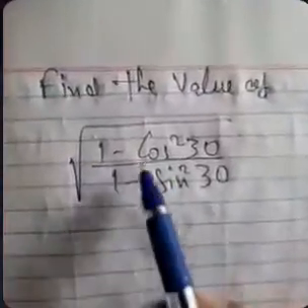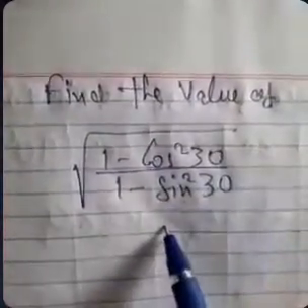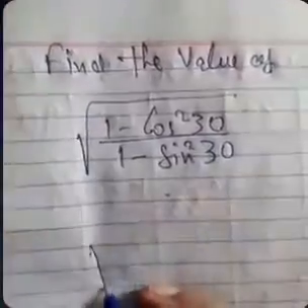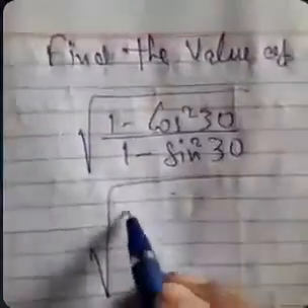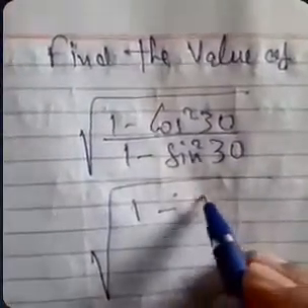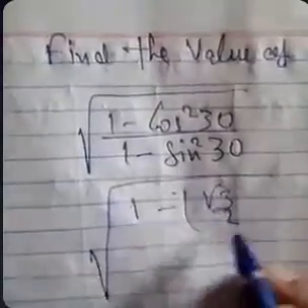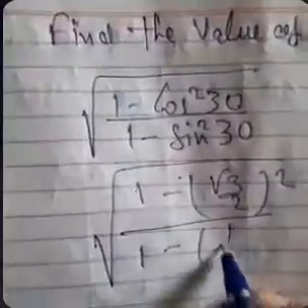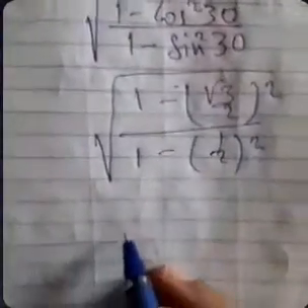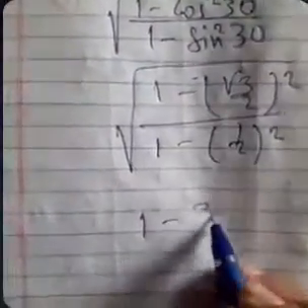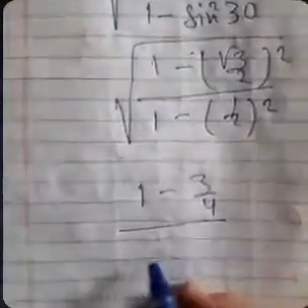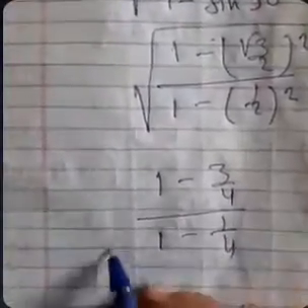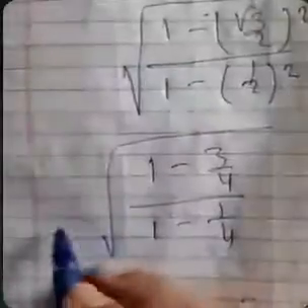Find the value of under root 1 minus cos square 30 upon 1 minus sin square 30. Put here the values. Cos 30 is root 3 by 2 whole square. Value of sin 30 is 1 upon 2 whole square. Now 1 minus 3 upon 4, here 1 minus 1 upon 4. This is under the square root, like here.